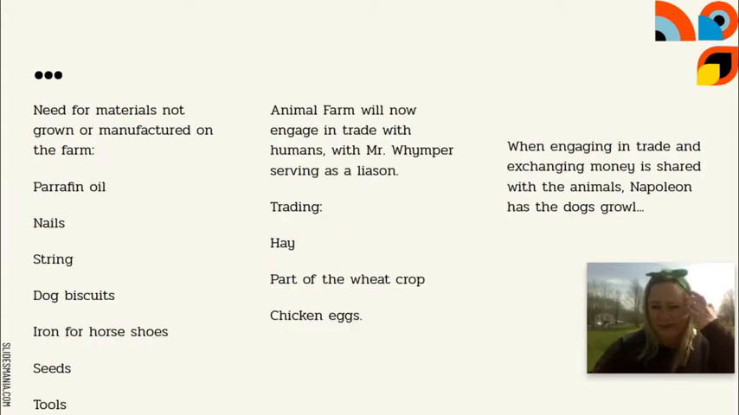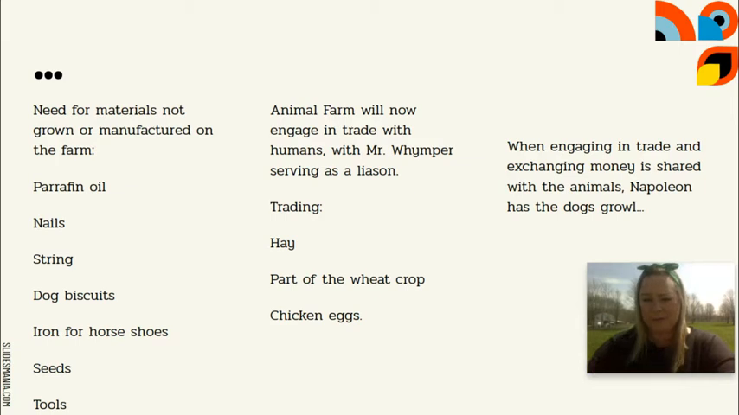All of a sudden, there's a need for materials that cannot be grown on the farm, nor can they be manufactured on the farm. They need paraffin oil, to burn in lamps for light, and you can use it for heat as well. They need nails to hammer into wood. They need string. They need dog biscuits. They need iron for horseshoes. They need seeds. They need tools. They need machinery once this windmill is up and running, and they can't get those things naturally on their farm.